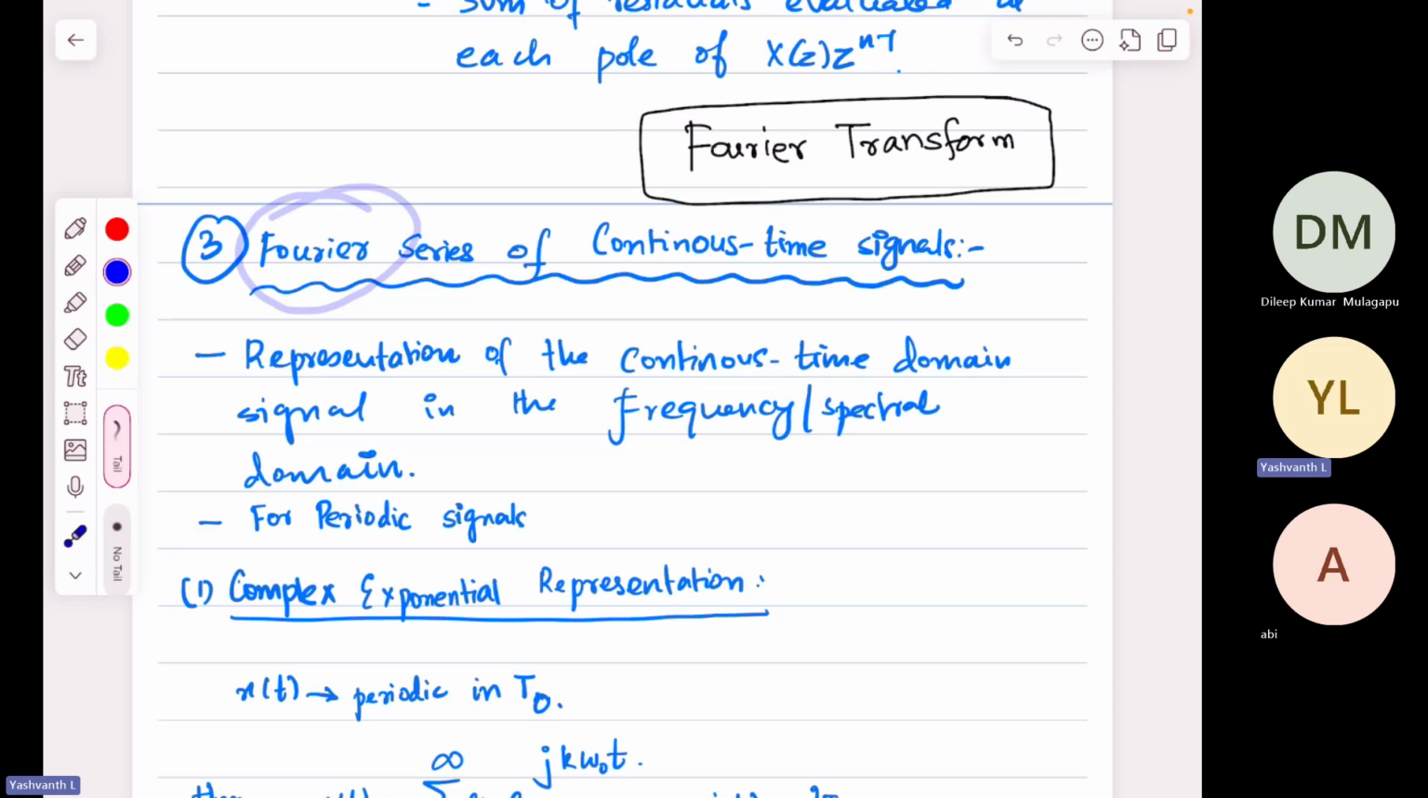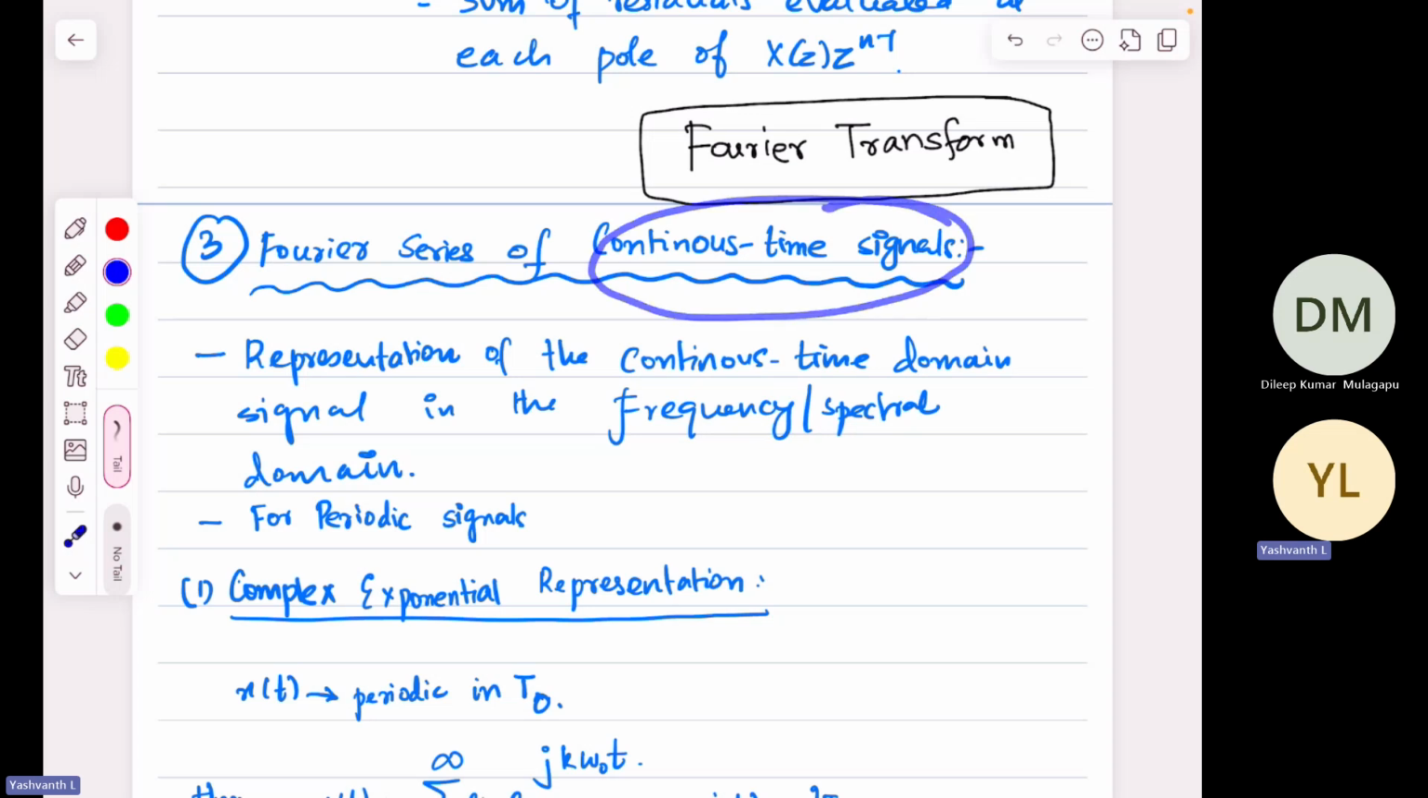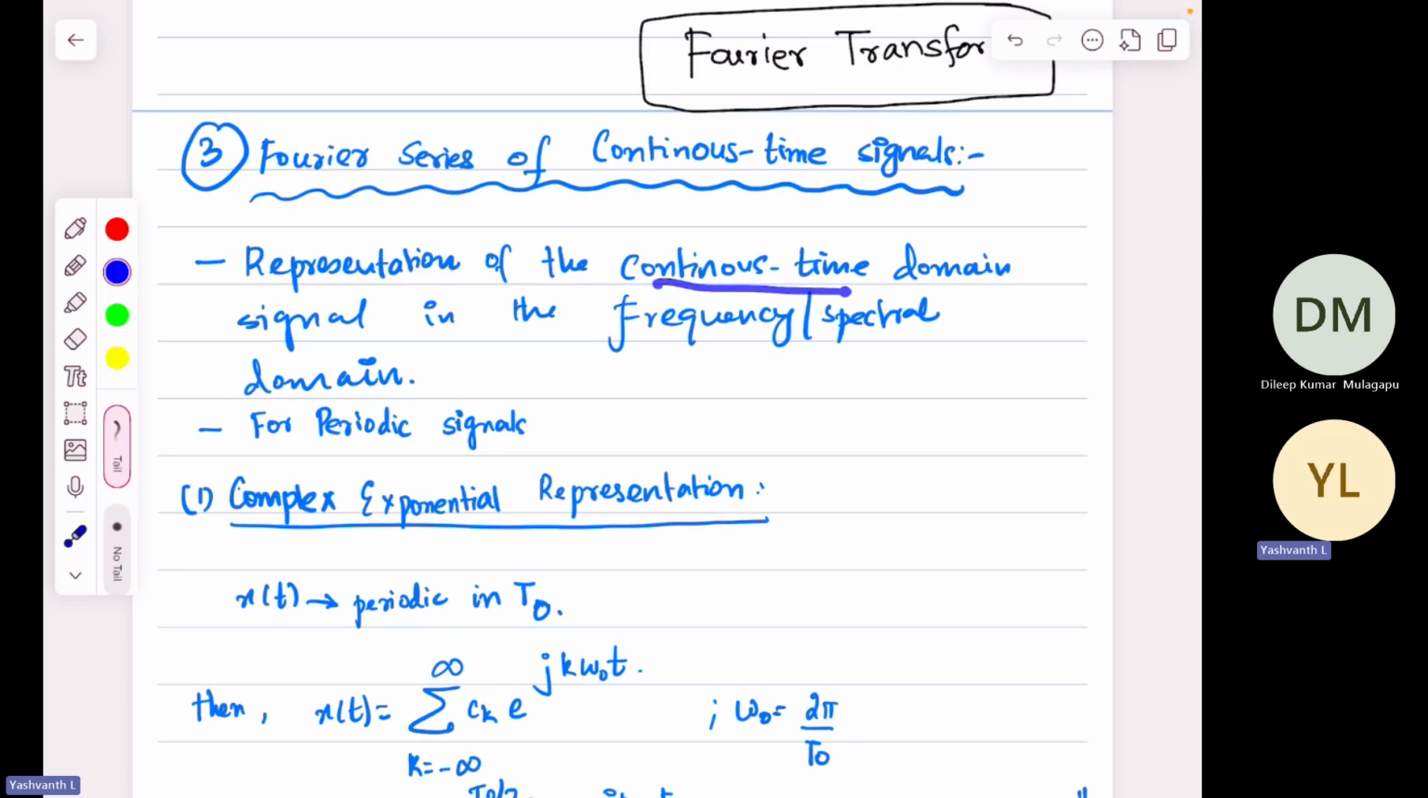Again, Fourier series can be defined for both a continuous time signal and a discrete time signal, but we will now look at only continuous time signals. For a discrete time signal, it is called discrete Fourier series. If someone says just Fourier series, in their mind they think of a continuous time signal for which they are analyzing the Fourier series. So Fourier series is the representation of the continuous time domain signal in the frequency domain or the spectral domain. And Fourier series is defined only for periodic signals.